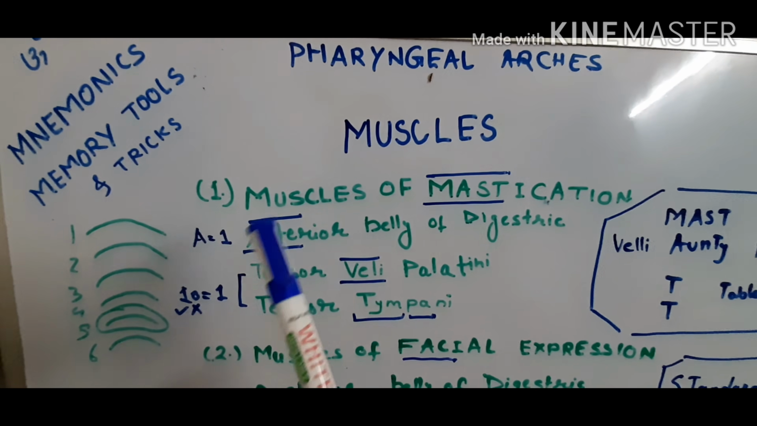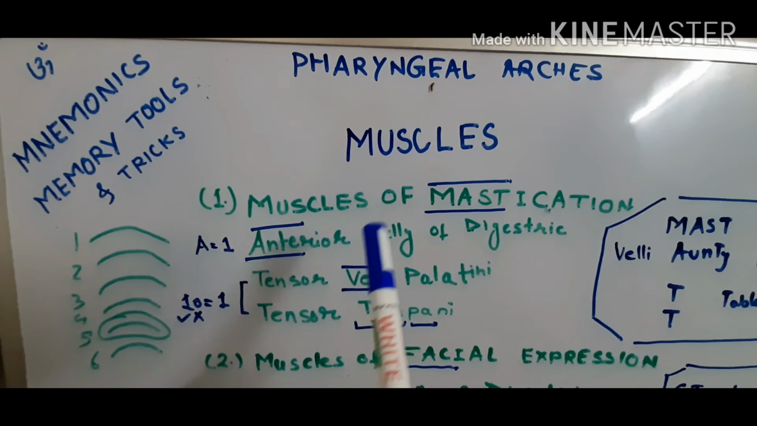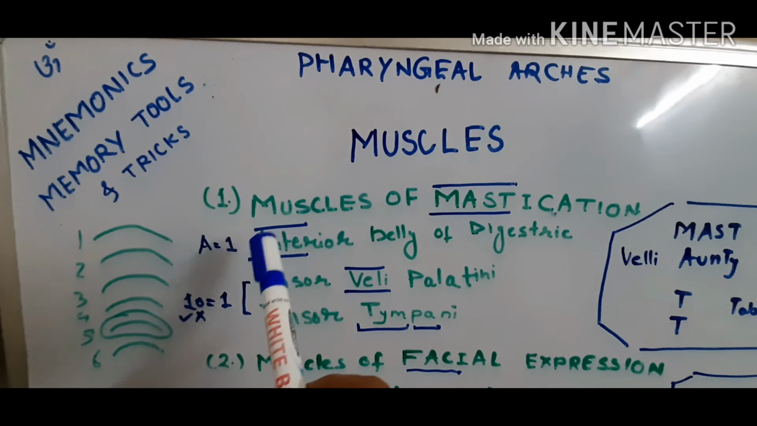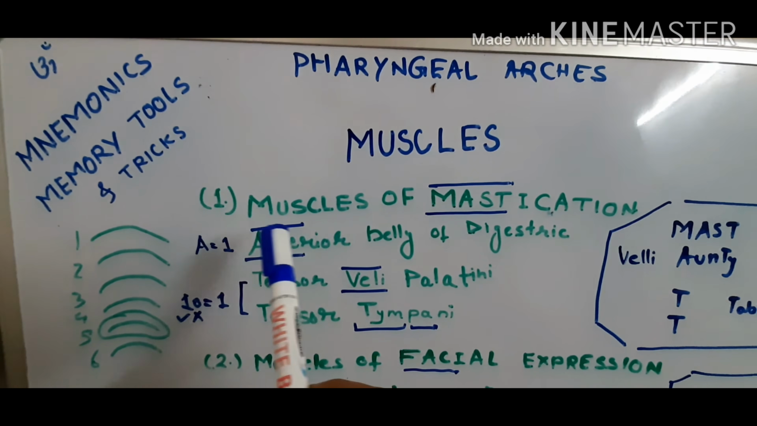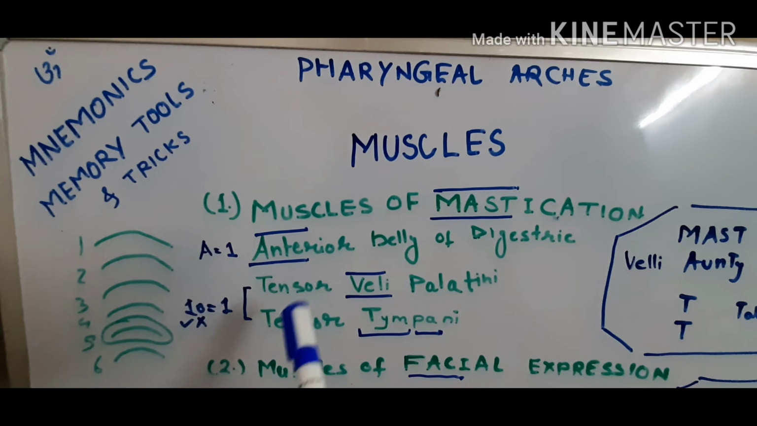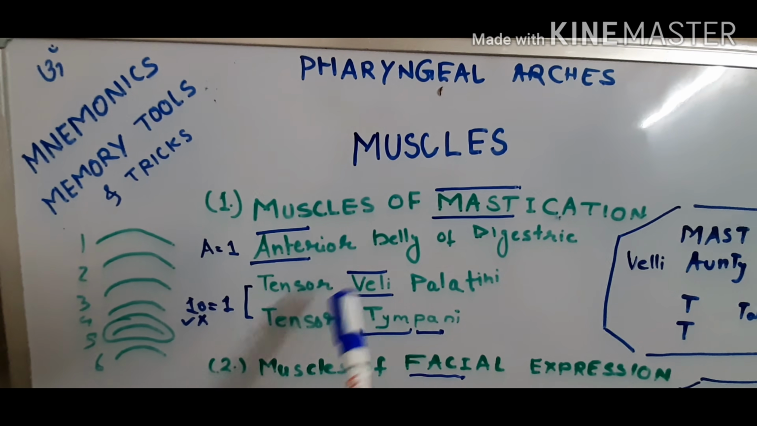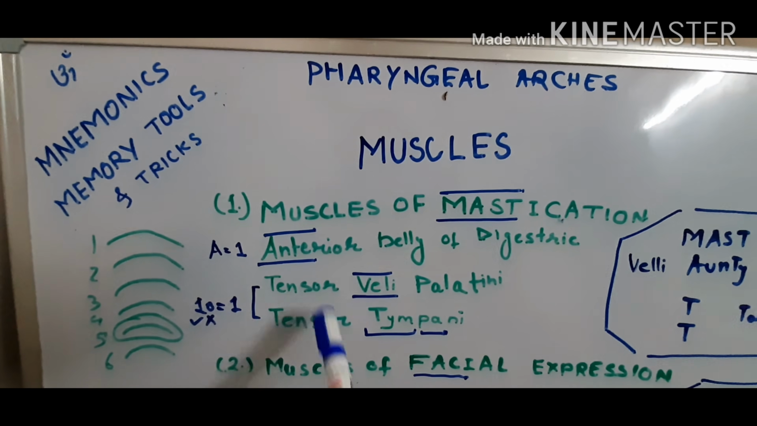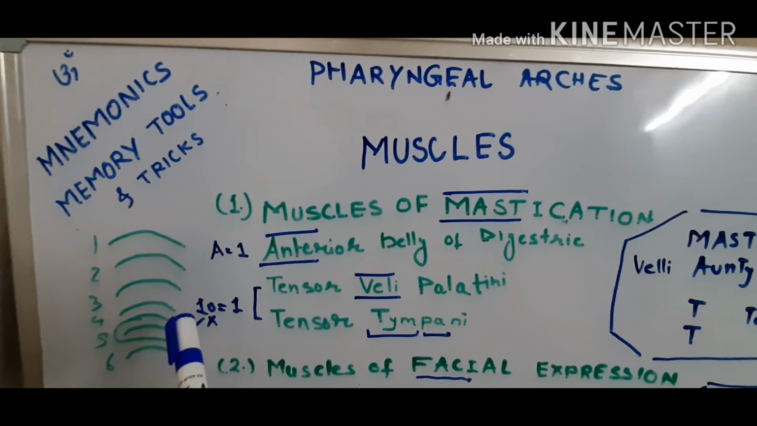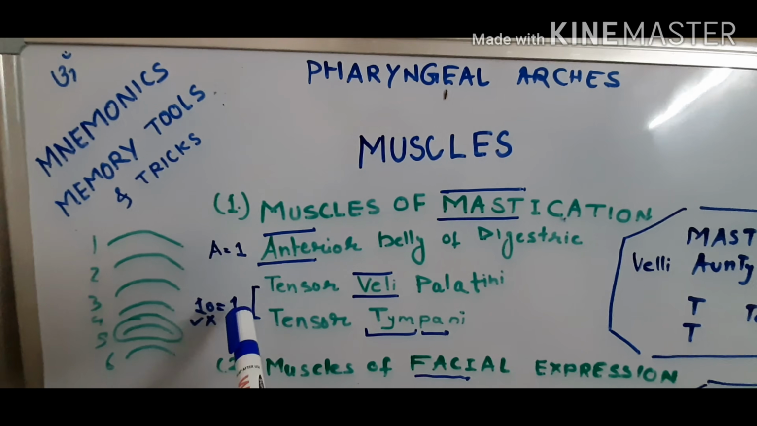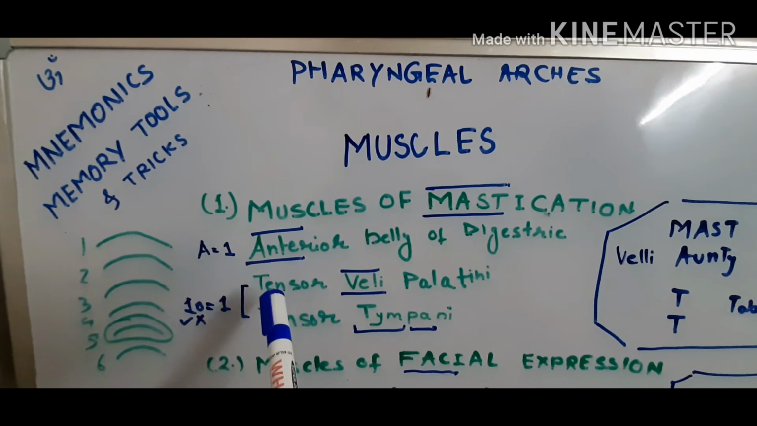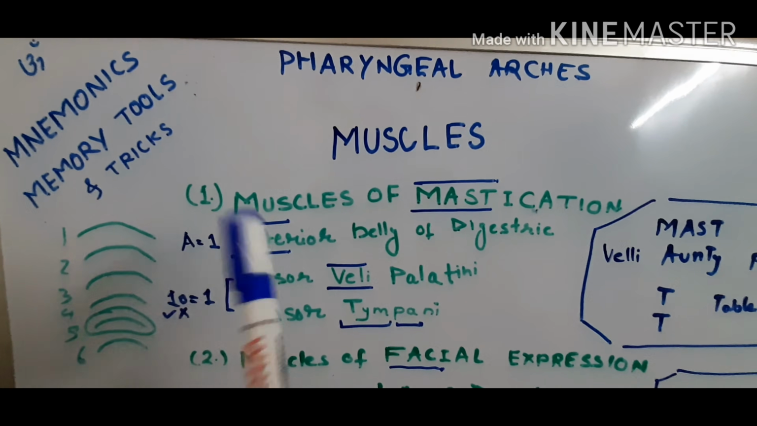So here first we will see individually, then we will see the whole mnemonic. A is equal to 1, anterior. So here we will pick A from the anterior, and A is equal to the first alphabet. Okay, then tensor veli palatini and tensor tympani both include ten. We will make it 1 0 is equal to 10 and 0 means nothing. यहाँ से हम 10 का 1 उठाएंगे तो this will become 1. Anterior से 1, tensor का 10, 10 में से 1 लिया हमने 0 को हटा करके. So it is like the first arch.